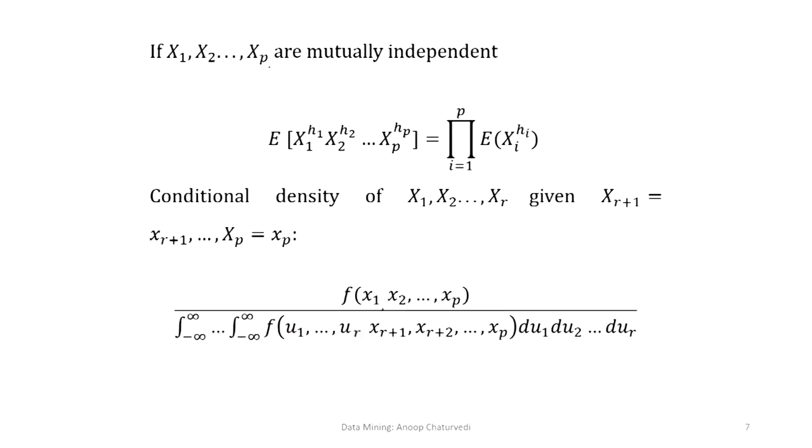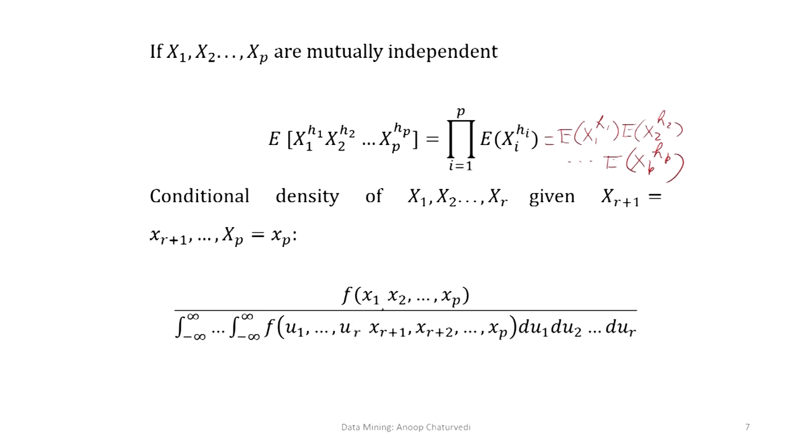Now, if x1, x2, ..., xp are mutually independent, then one can easily verify that expectation of x1 to the power h1, x2 to the power h2, ..., xp to the power hp can be written as a product of expectation of xi to the power hi, where the product is over i equal to 1 to p. So, this is actually equal to expectation of x1 to the power h1 into expectation of x2 to the power h2, and so on, expectation of xp to the power hp.